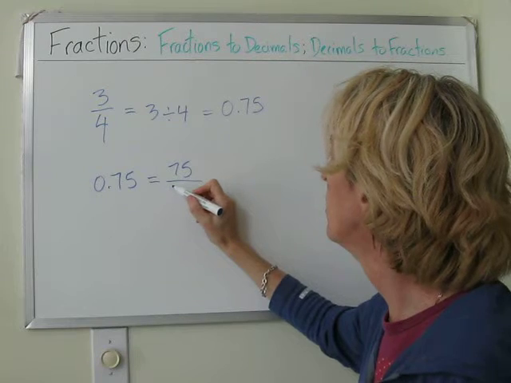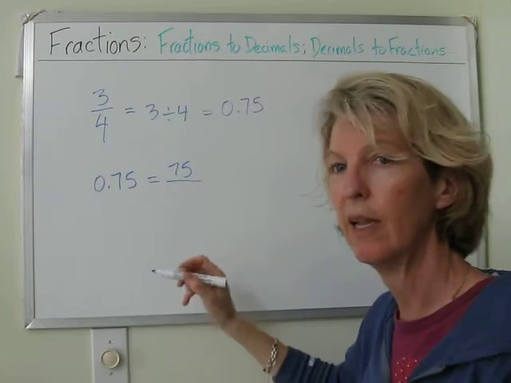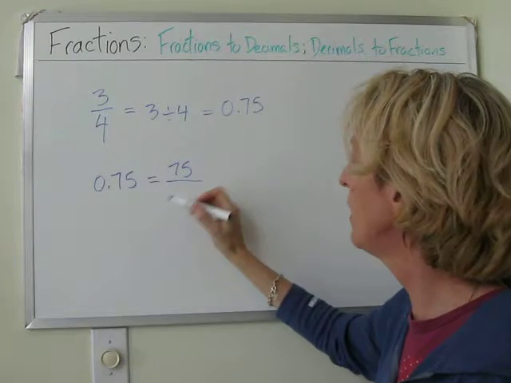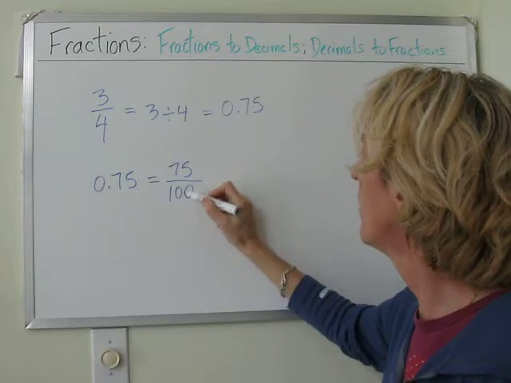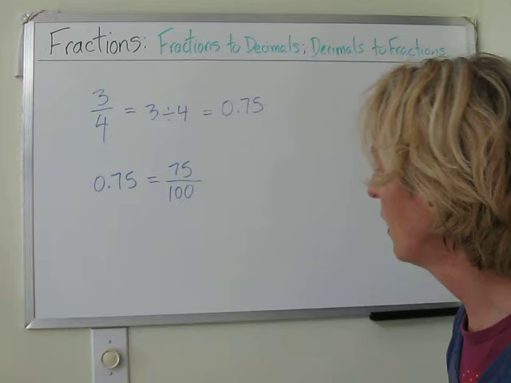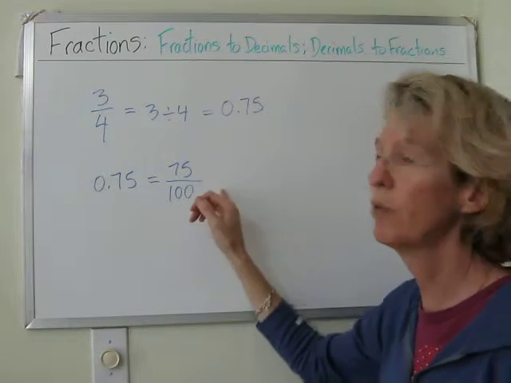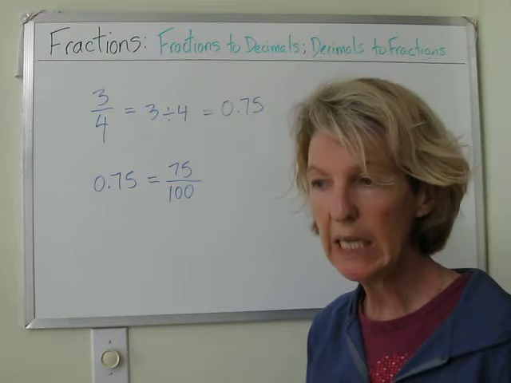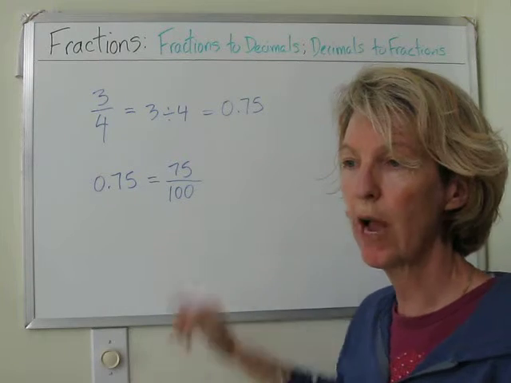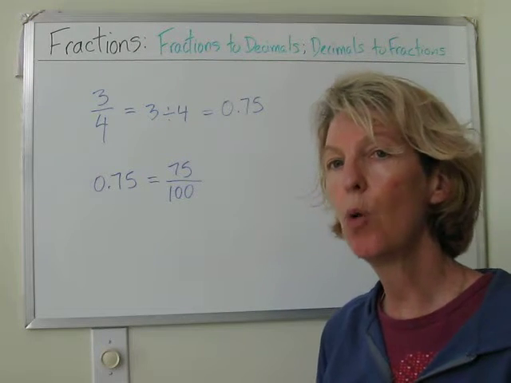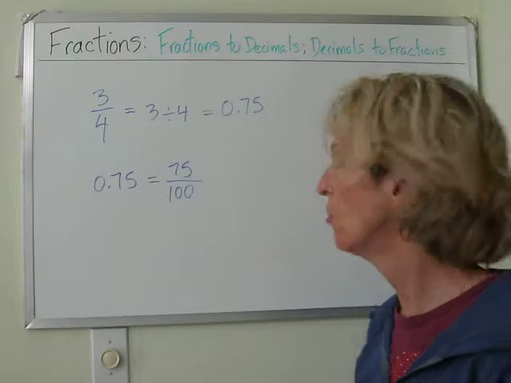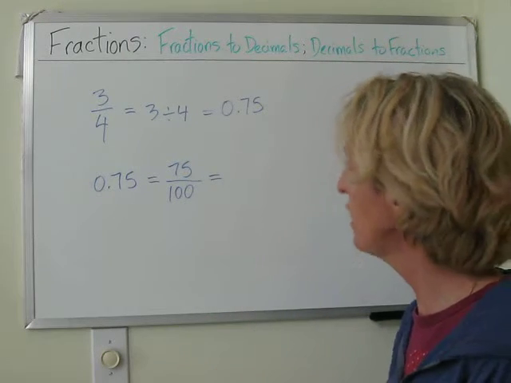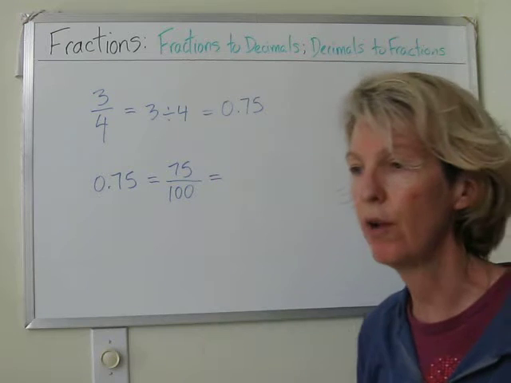So 0.75 is exactly the same as 75 over? Honey, the denominator is tenths, hundredths. Denominator is? 100. Exactly. Now, if you wrote this answer on a test, it would be correct, but normally you should write the fraction in its lowest form, okay? So what's an equivalent fraction that is the same as 75 over 100?